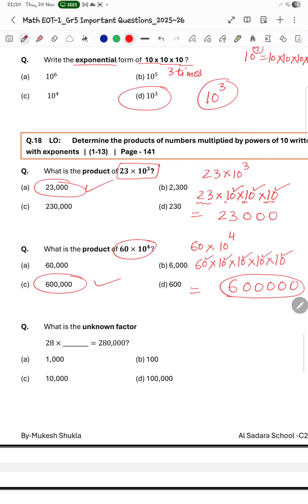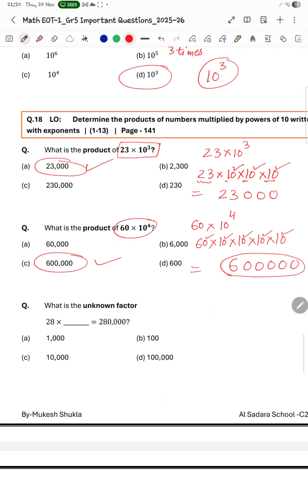Move to the next quickly. What is the unknown factor? So here I can see 28 and here also I can see 28. What is extra in the product? In the product we have 1, 2, 3, 4 zeros extra. So I have to put 4 zeros in the factor. So this will become 10,000. So my correct option will be option number C. Okay.